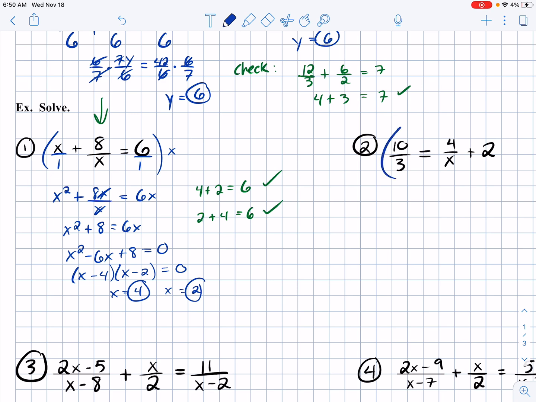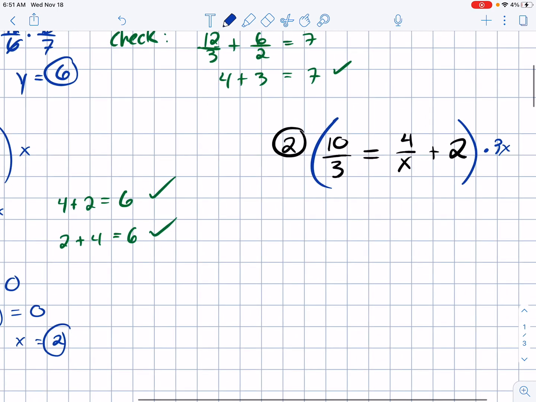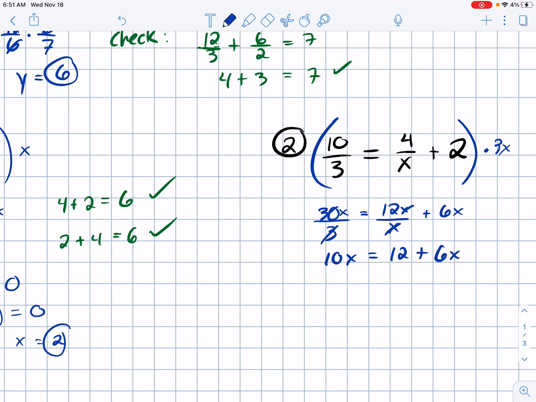So now we just multiply the whole equation by 3x. So now we have 30x over 3 equals 12x over x plus 6x. And then simplify the fractions that you can. So 3 goes into 30 10 times. x and x leaves us with 12. And then we get plus 6x.